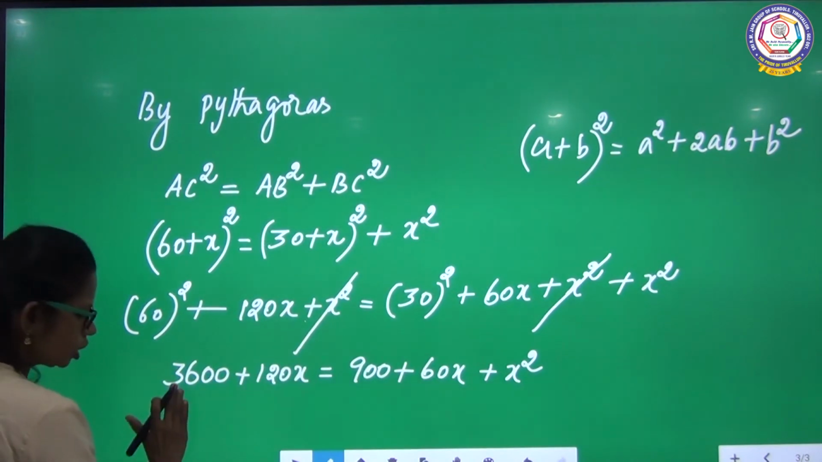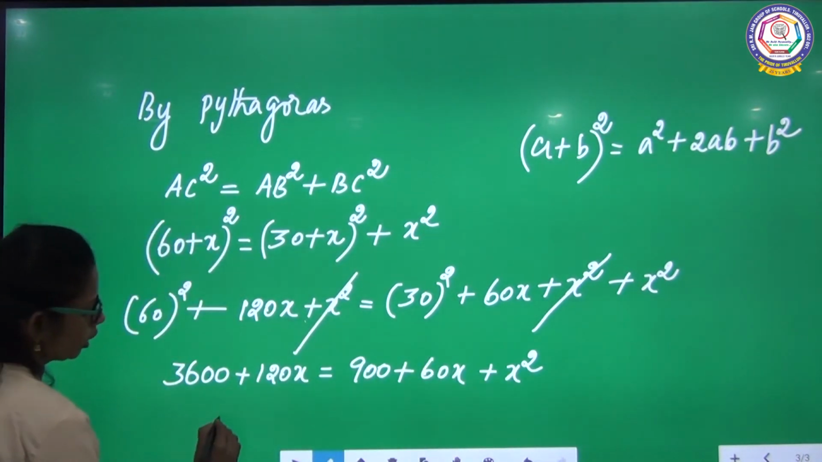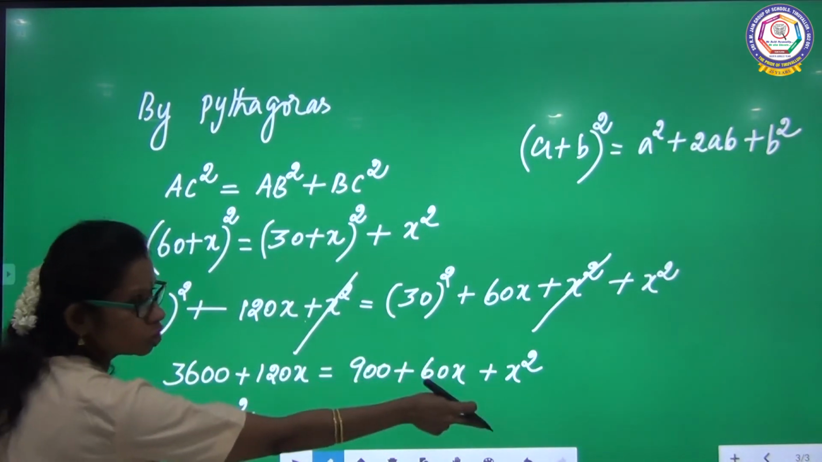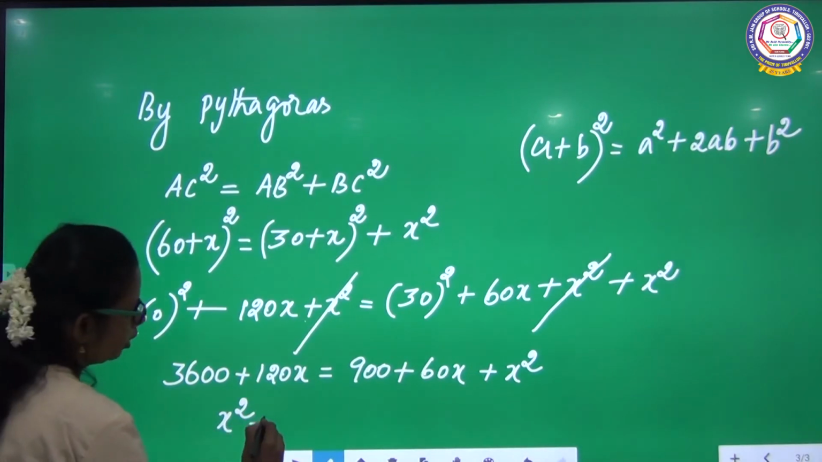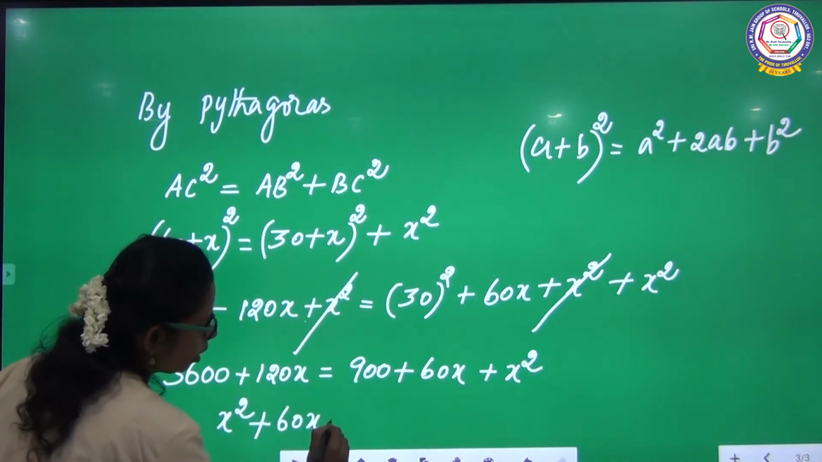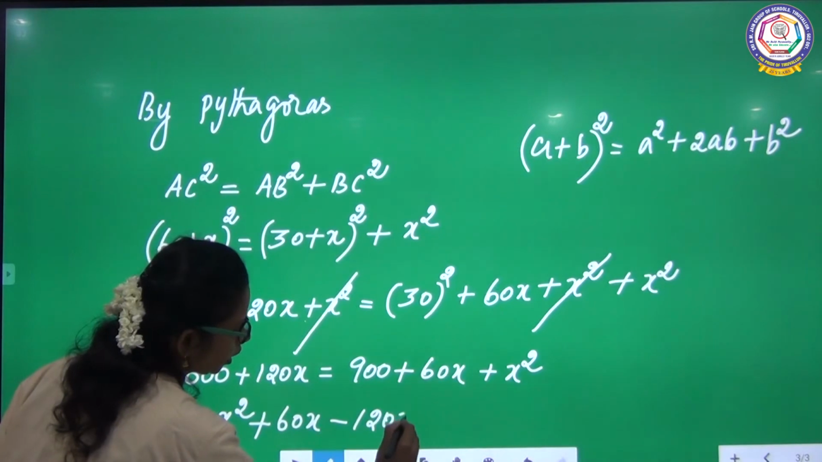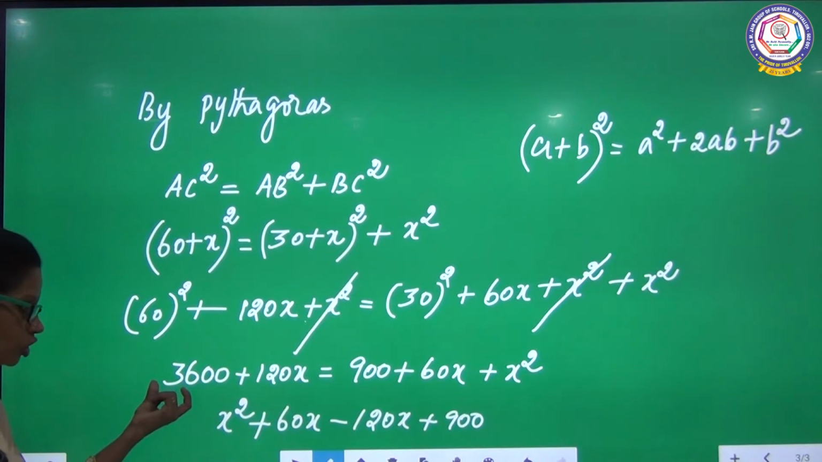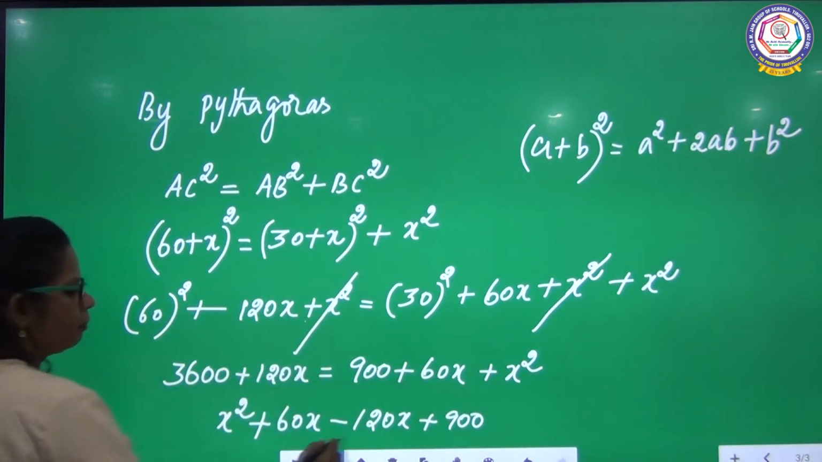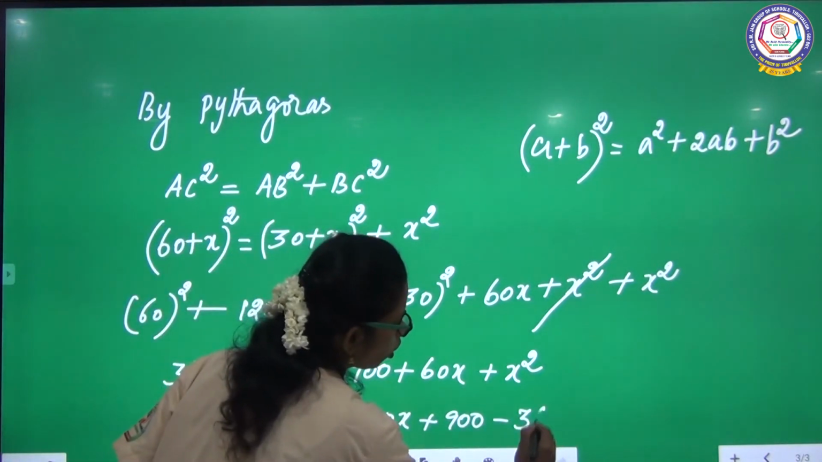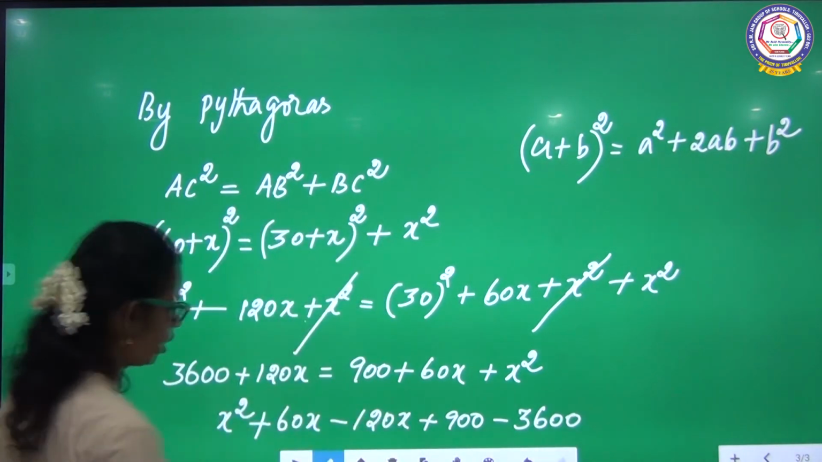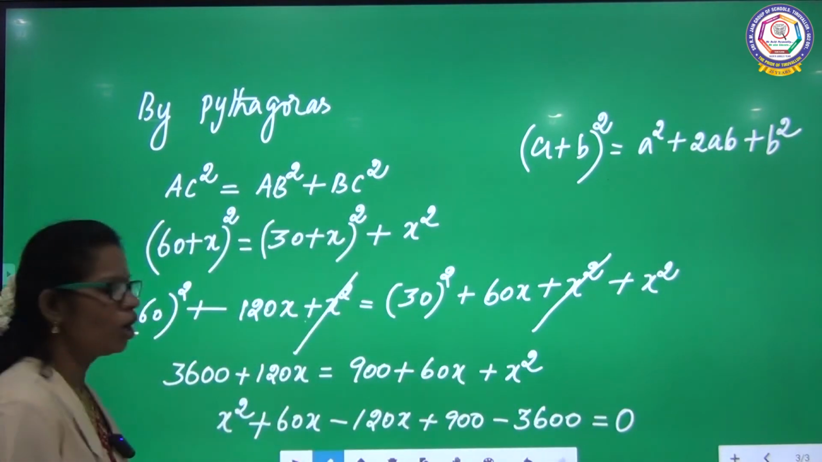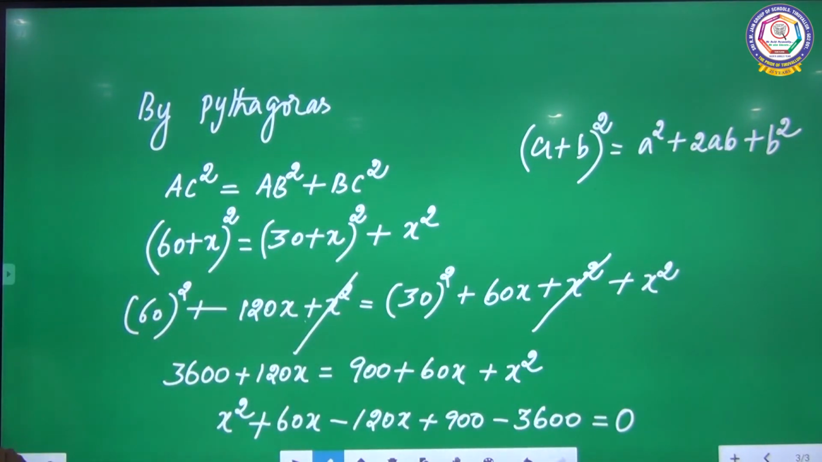Now you see, shift all the terms to one side. What you will get? x square. The plus 120x will move to that side, minus 120x plus 60x minus 120x plus 900. See carefully, I am shifting this term to that side, minus 3600, right? Everything I shifted, the right hand side becomes 0. Now I arrived at the quadratic equation.